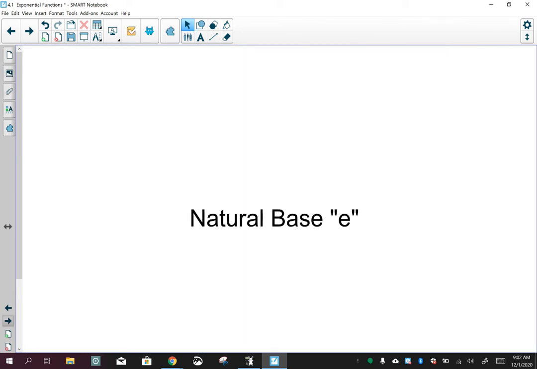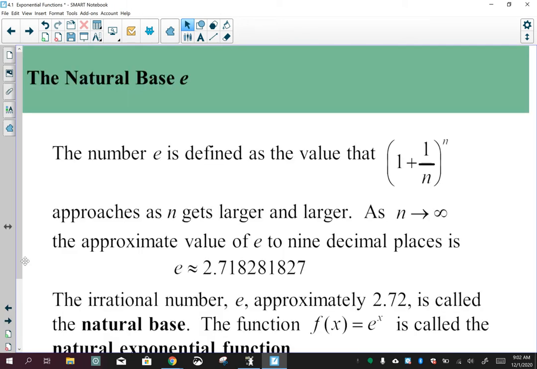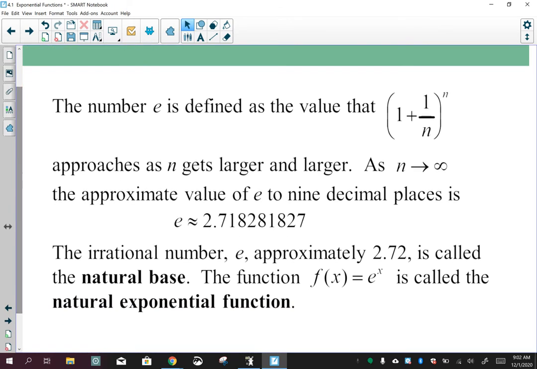So the graphing part's actually really easy on this one. All right, so let's talk about natural base E. Natural base E is basically a number. E is a number. It is not a variable. Please do not use it as a variable.